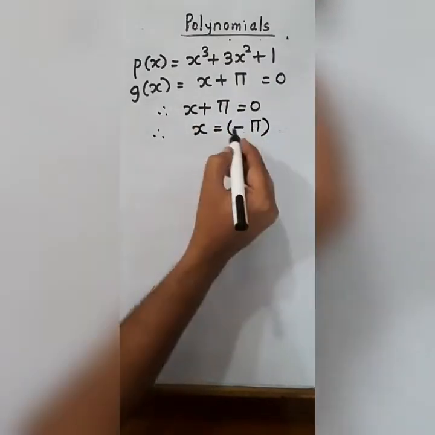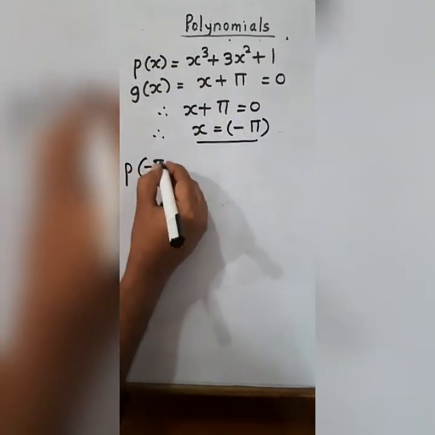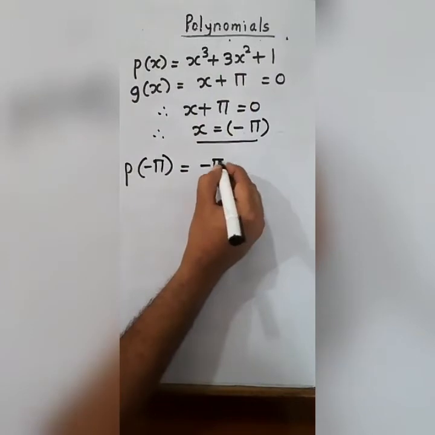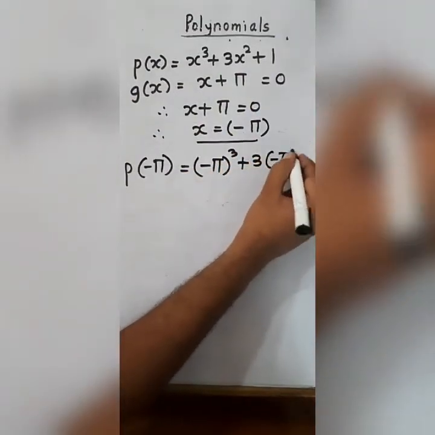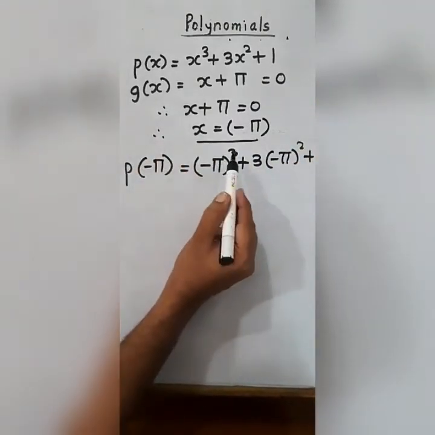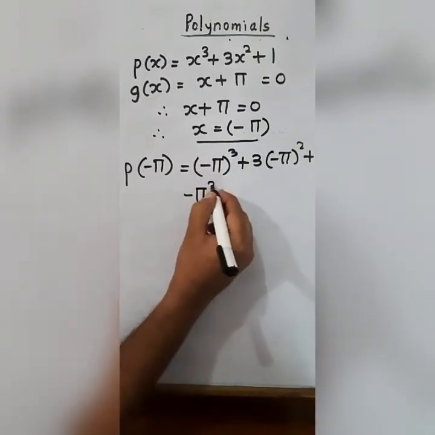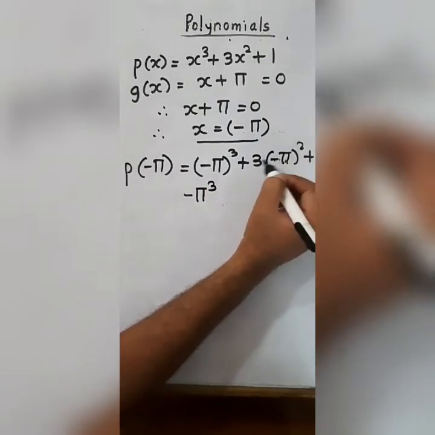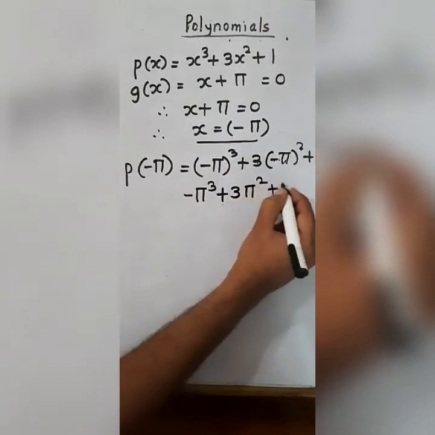So now what you will do, you will put this value of x in your P of x. So P of minus pi is equal to, wherever you see x, you have to write minus pi. Minus pi the whole cube plus 3 into minus pi the whole square plus 1. Now remember, negative number raised to odd number is minus. So this answer will be minus pi cube. Negative number raised to even number is plus. So this is plus pi square multiplied by 3. So plus 3 pi square plus 1.